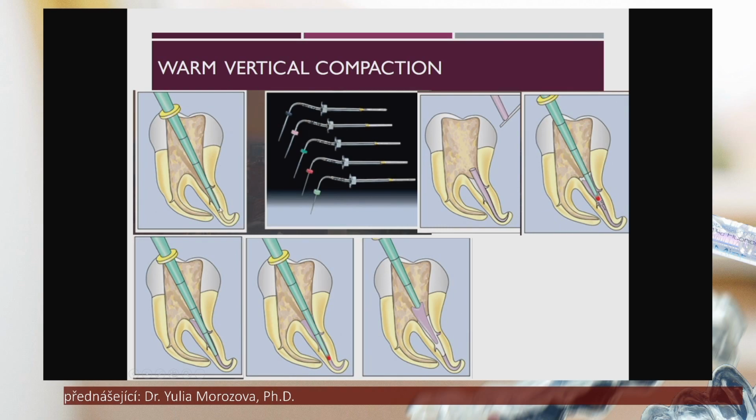So we put the gutta percha master cone, the same size as the master apical file. Then we put the hot plugger and cut it, leaving some millimeters, 3 millimeters, in the apical part. Then we remove this remaining part.